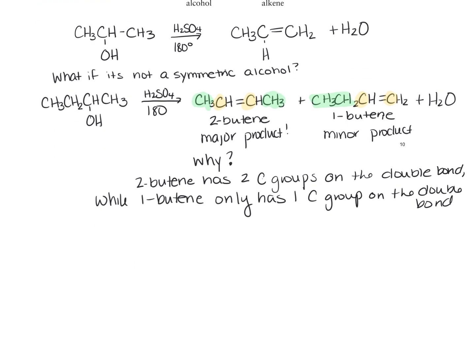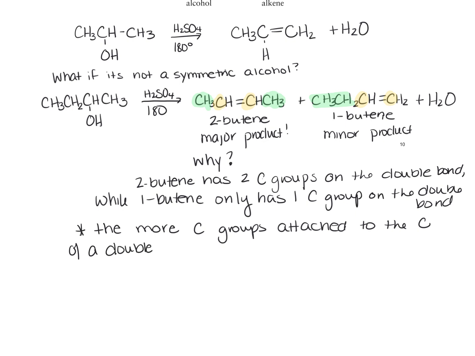So we can make a generalization here. The more carbon groups attached to the carbon of a double bond, the more stable the product is, and it's more likely to form.